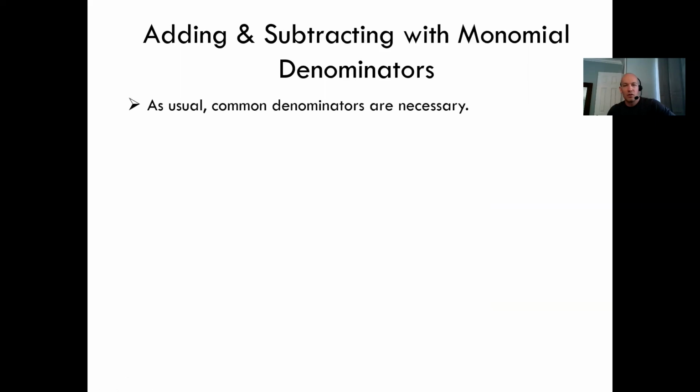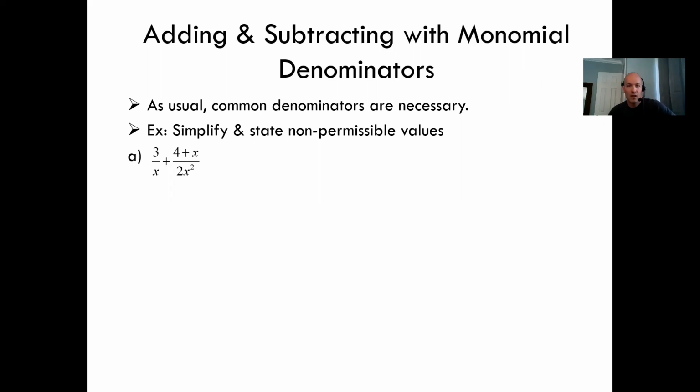Okay, so when you're adding and subtracting with monomial denominators, it's pretty simple. Common denominators are necessary. All the rules apply as they normally would to any fraction. Simplify and state the non-permissible values. So the first thing you should always do is get those NPVs right away. So we can see that x cannot be equal to 0 here, and the same thing is also true because 2 times 0 squared would be 0.